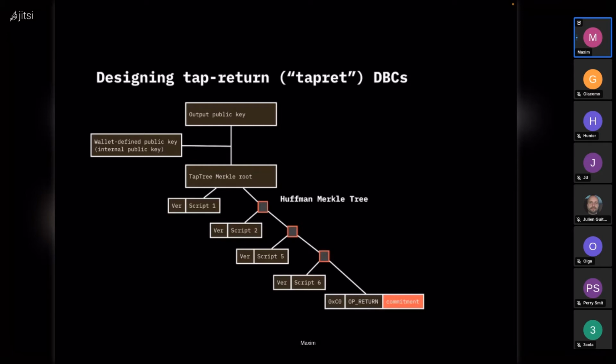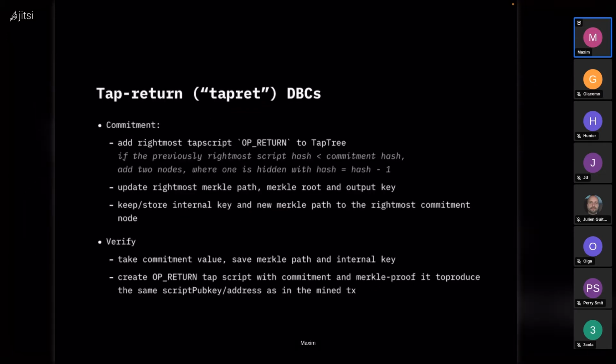And the last script will be this op return script, and the Merkle path will be part of the deterministic Bitcoin commitment proof, proving that this specific output contains this specific commitment. So the algorithm is the following. To commit, we add the rightmost tap script with op return to the tap tree.